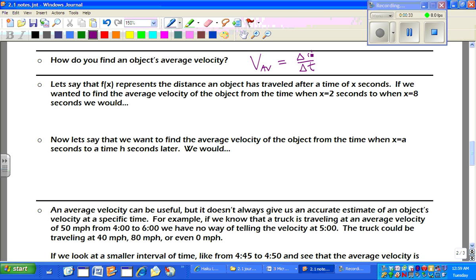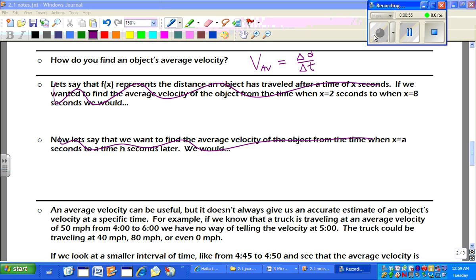Well, change in distance over change in time, that's kind of like what we talked about with the slope of the secant line yesterday. Right? Slope is just a change in y over change in x. This average velocity is like that slope of the secant line. And you can kind of disregard this stuff. We're just going to write a few other things in here.